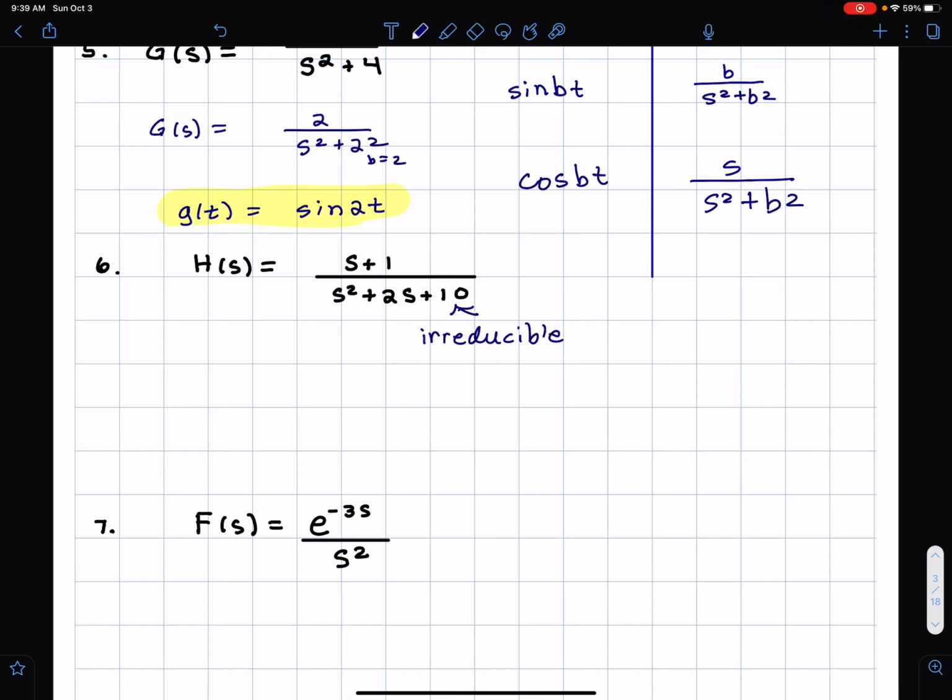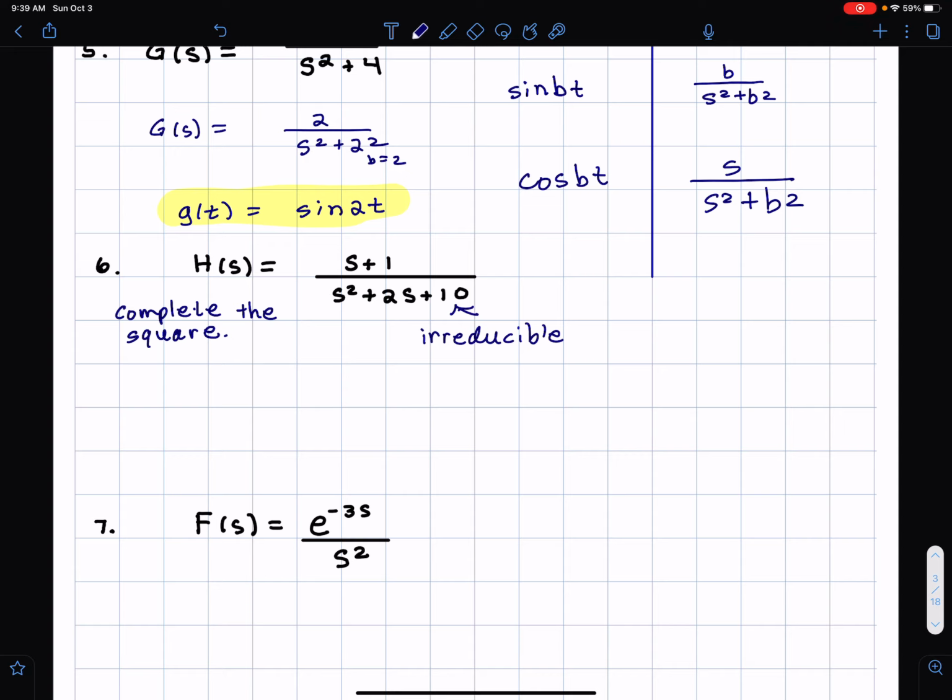Now, let's do another thing that we need to do, a technique, which is when we have an irreducible quadratic, we complete the square, with the idea that this is going to give us something like s squared plus b squared. It's going to be something squared plus something squared.